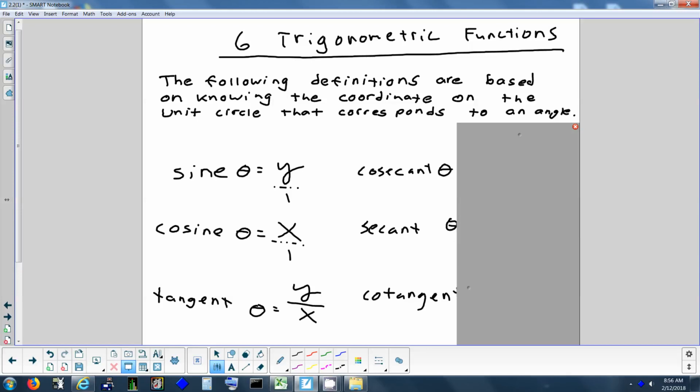Well, the bottom one would be easy to flip because that's already a fraction. But the other 2 weren't. So if you want to think of sine as a fraction, what do you get when you flip y? 1 over y. That's your cosecant. In a second, I'll show you the abbreviations because we normally don't write these out like this. There's 3-letter abbreviations for all 6 of these.